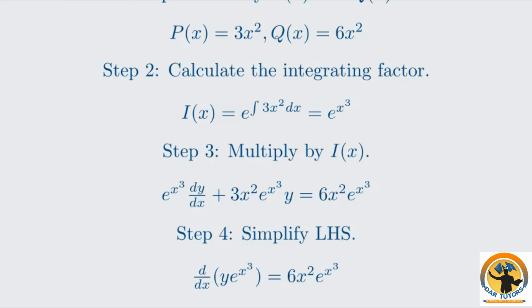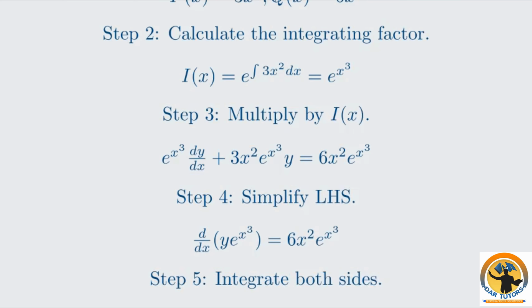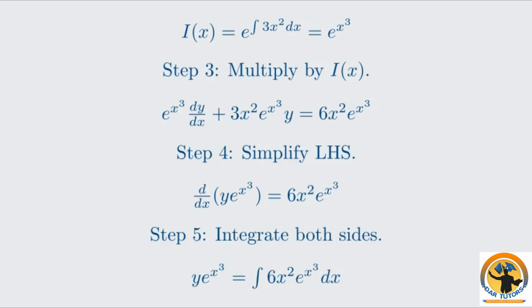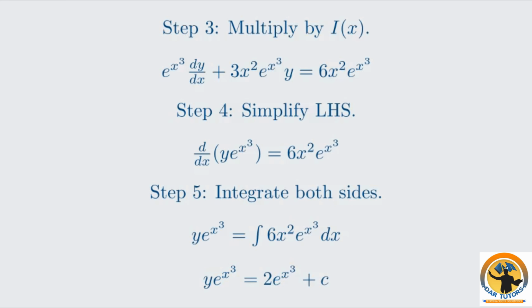So we have d/dx of y times e to the x cubed equals 6x squared e to the x cubed. To solve for y, we integrate both sides with respect to x. The integral of the left side is simply y times e to the x cubed. For the right side, we can use a u substitution, letting u equal x cubed. The integral becomes 2 times e to the x cubed, plus a constant c.